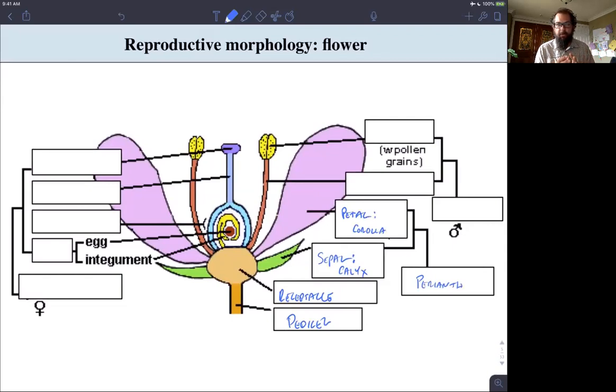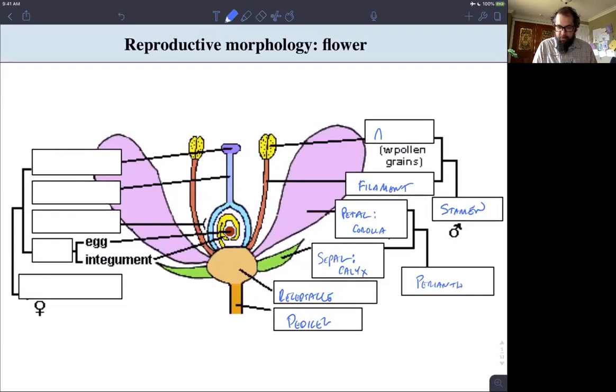Okay, the next two whorls of the flower are our two reproductive whorls, or our two fertile whorls of the flower. And those are the male reproductive parts and the female reproductive parts. So the next whorl in are the male reproductive parts, and we call these the stamen. And the stamens are made up of two pieces. Those two pieces to the stamen are the stalk that holds these up, that's the filament.